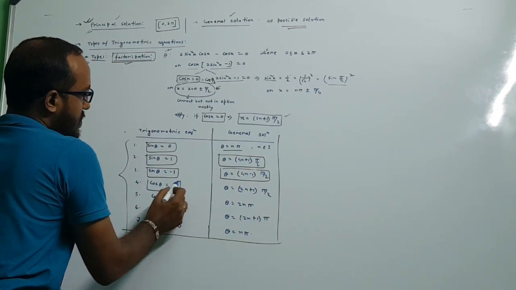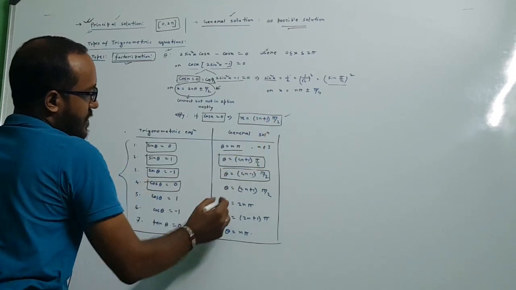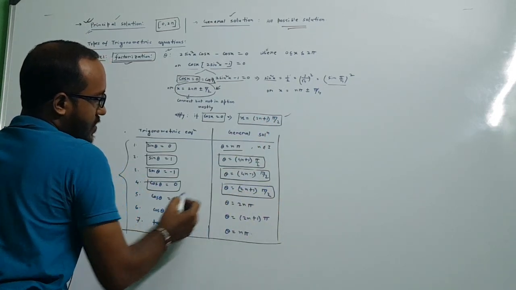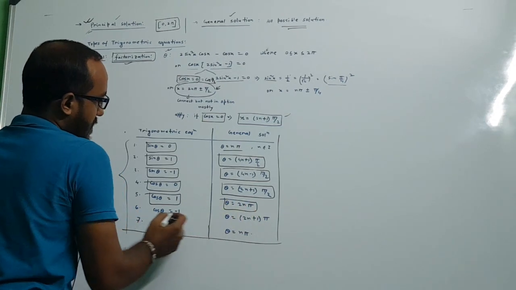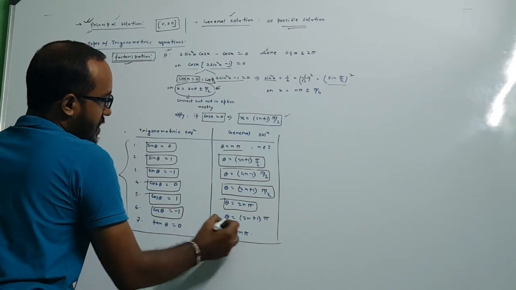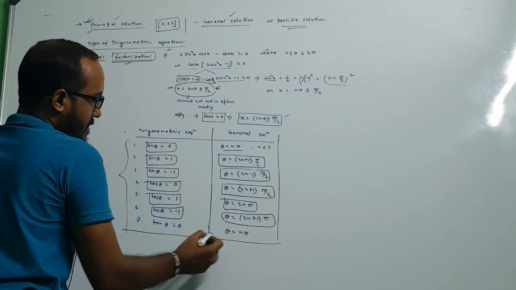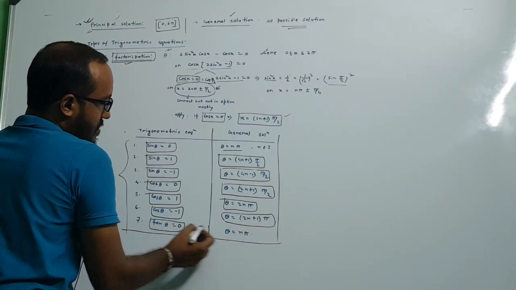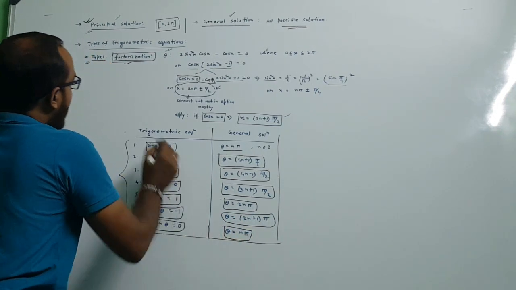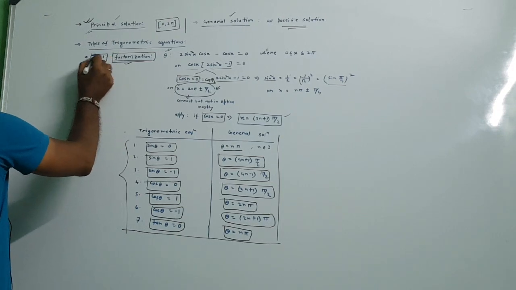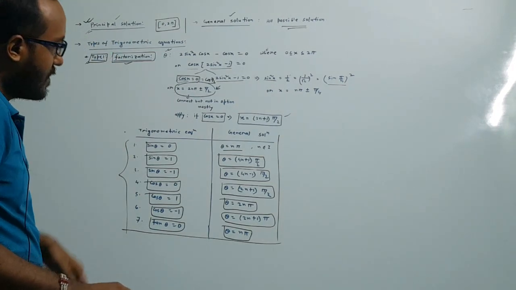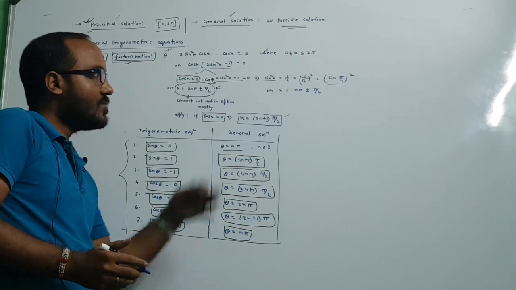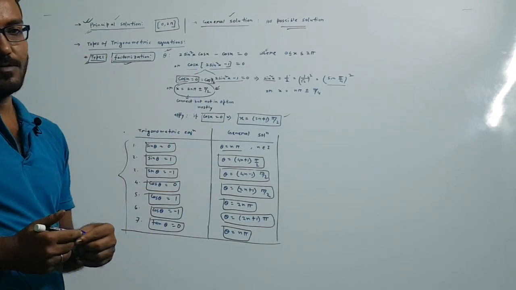If cos theta equals 0, we have just seen, theta equals (2n plus 1) into pi by 2. If cos theta equals 1, theta would be 2n pi. If cos theta equals minus 1, theta would be (2n plus 1) into pi. If tan theta equals 0, theta would be n pi. We have just seen type 1 problem. In trigonometric equations there are 7 types of problem. Wait, we will cover all these 7 types of problem.